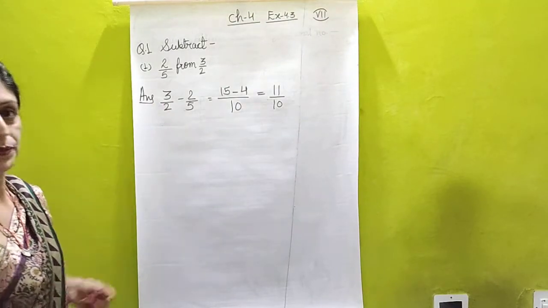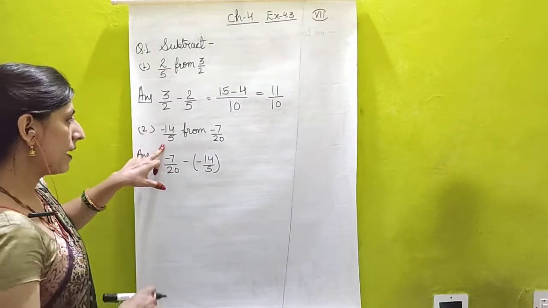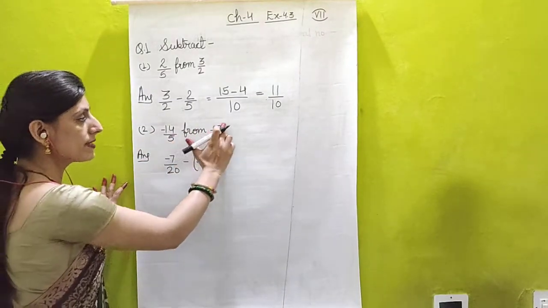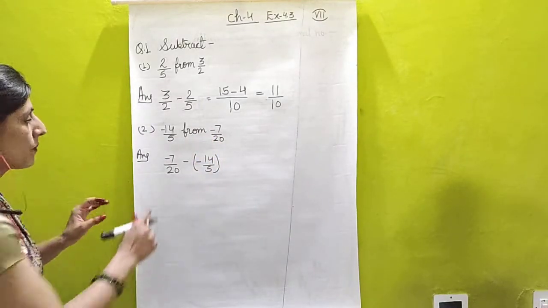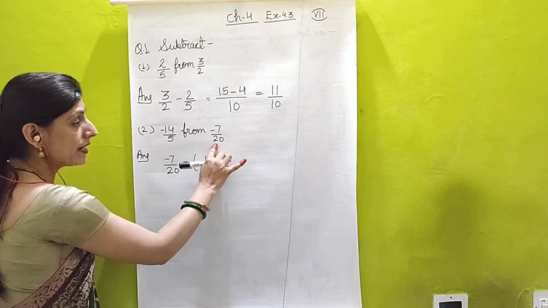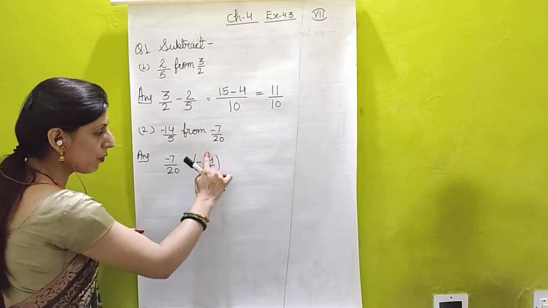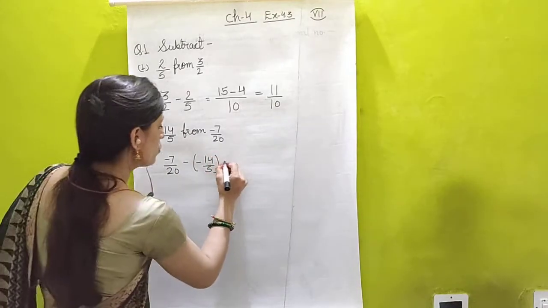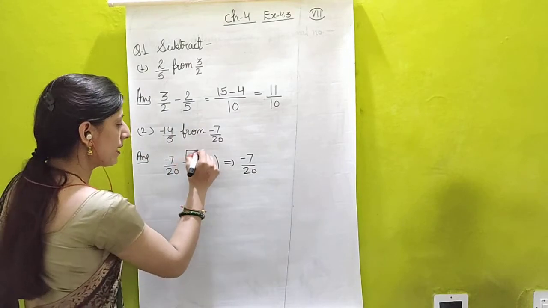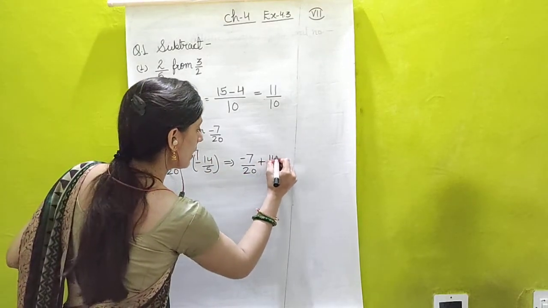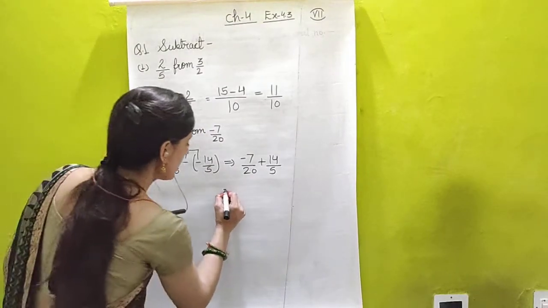One more part. Part 2: minus 14 upon 5 subtracted from minus 7 upon 20. Both are given with the minus sign. Now we write minus 7 upon 20, then subtract minus 14 upon 5. Here minus 7 upon 20 will be the same. Now minus and minus will be plus 14 upon 5. Now the denominators are different, so take the LCM.